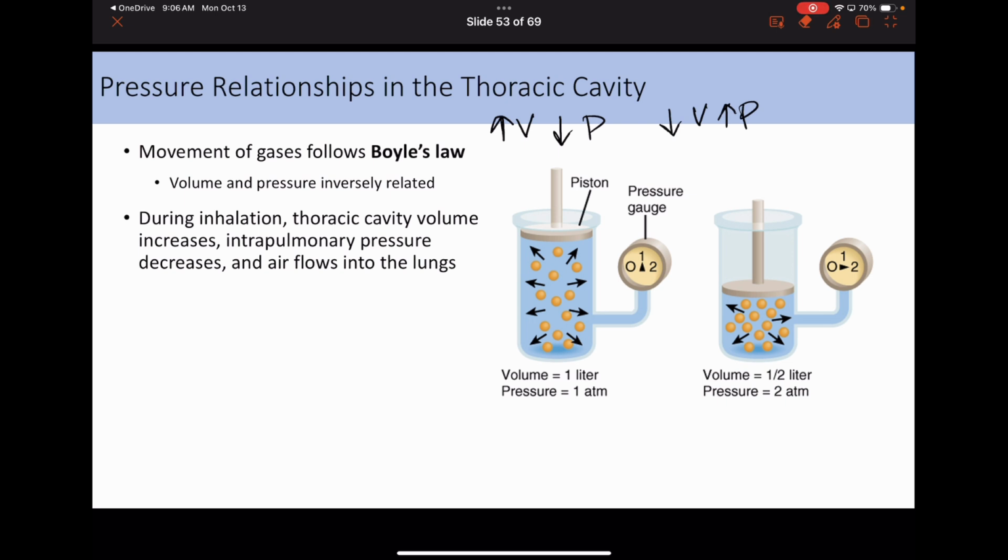Okay, so when you open up your chest, when you contract your diaphragm and you bring your rib cage out, you're creating more volume, which decreases the pressure, and now the pressure inside your chest is lower than the pressure outside, and air is able to move in. Any questions about that? You're making a bigger space for those air molecules to move around, so it's less pressure. That pressure drops and air is allowed to move in.